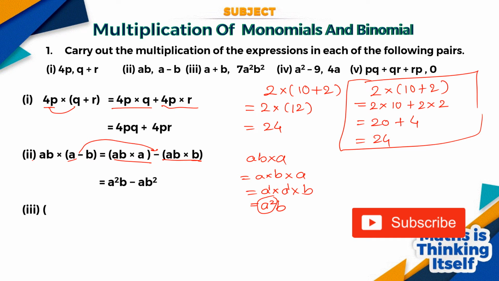Now third example, a plus b multiplied by 7a square b square. So it is equal to, here it is multiplied with the first term a, so a multiplied by 7 times a square b square. Then addition operator, so put here the addition sign, then again 7a square b square is multiplied with the second term of this binomial, that means b multiplied by 7 times a square b square.